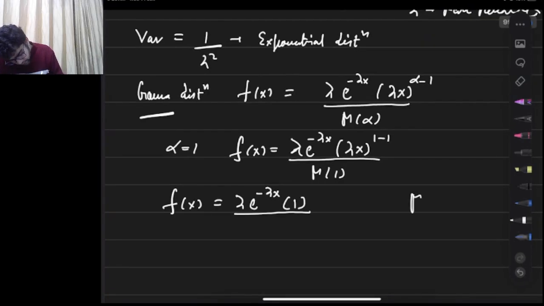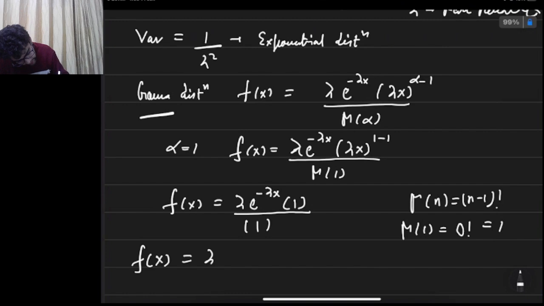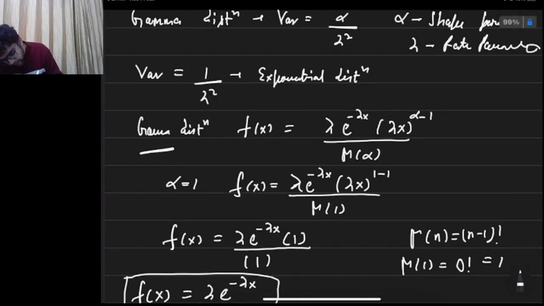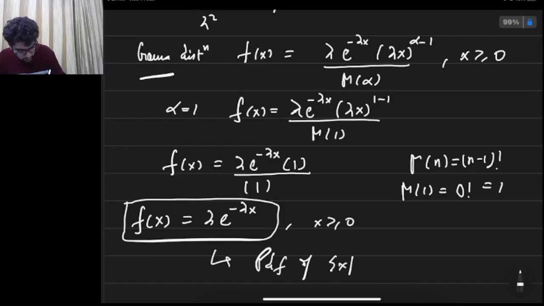So this is actually equal to n minus 1 factorial, and gamma of 1 will be 1 minus 1 factorial, which is 0 factorial, and 0 factorial is equal to 1. We all know that. So f of x becomes effectively lambda e to the power minus lambda x, also defined for x greater than or equal to 0, which is the PDF of exponential distribution. This shows that whenever the shape parameter alpha is equal to 1, the gamma distribution and the exponential distribution are the same.